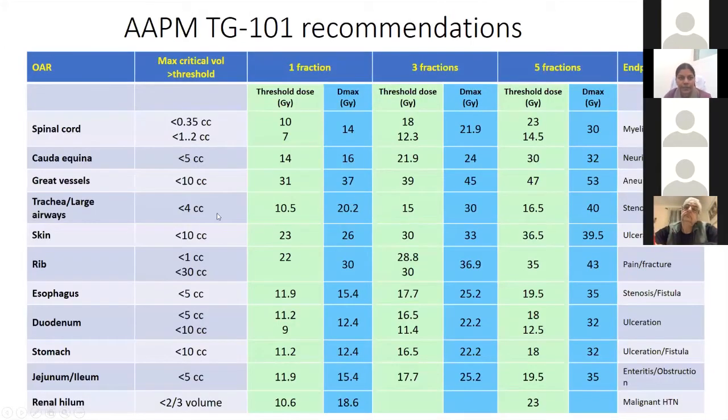These are the AAPM TG101 recommendations for all the OARs. You can see that the single fraction dose maximum for the cord given by AAPM was 14 gray, but for volume we have to respect lower doses, 0.35 cc, a threshold of 10 gray, and 1.2 cc, a threshold of only 7 gray. And this changes with the increase in number of fractions.